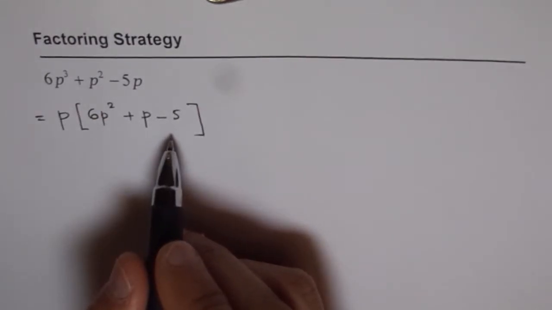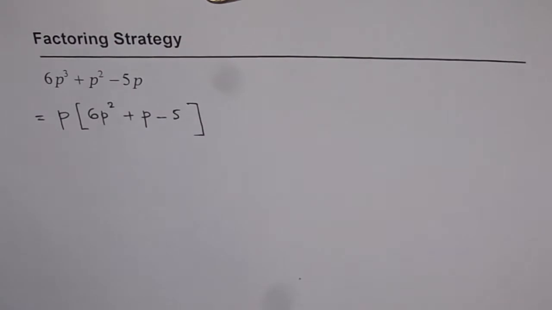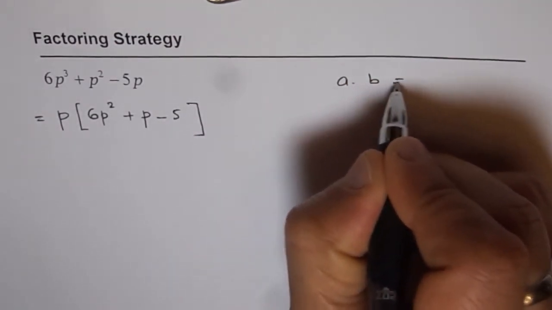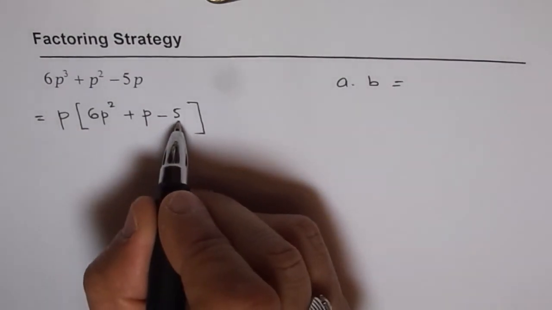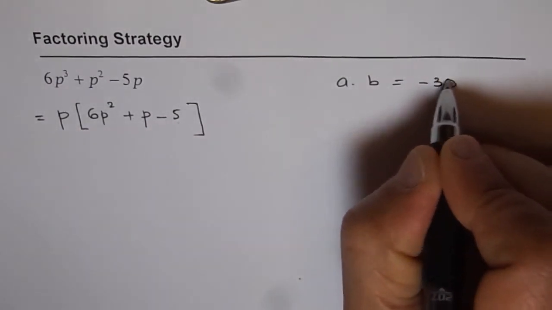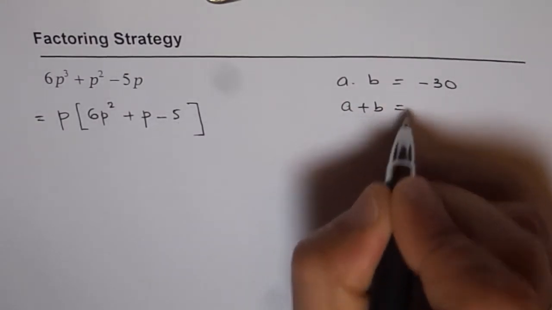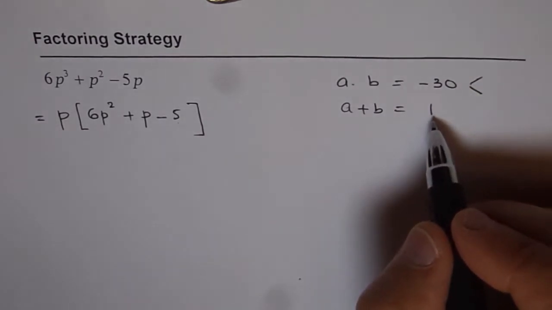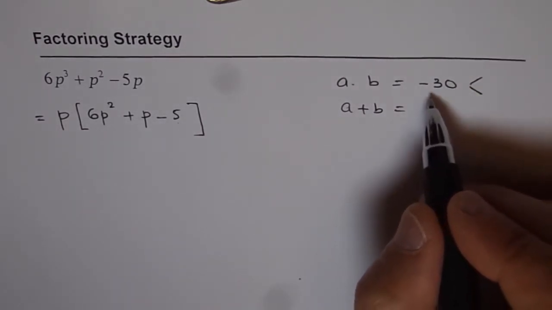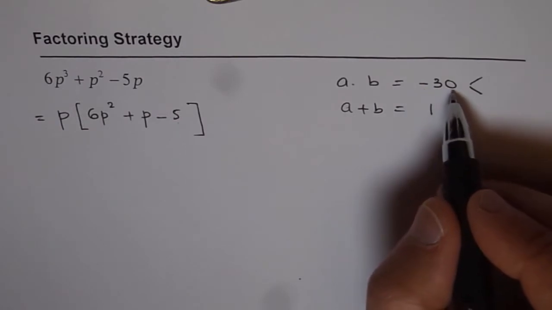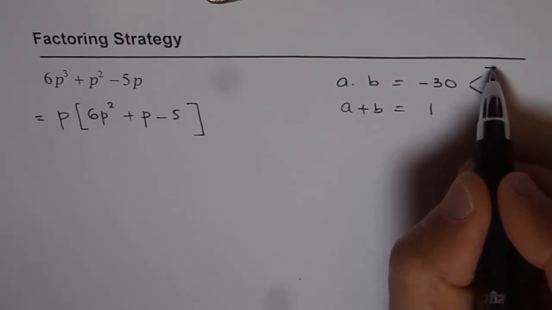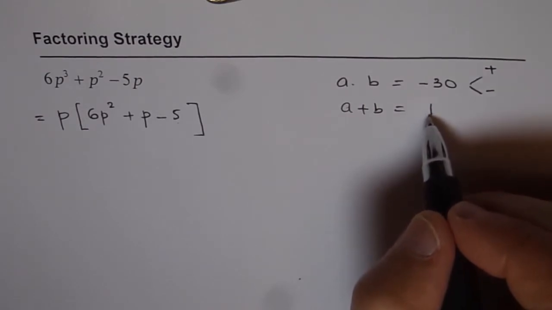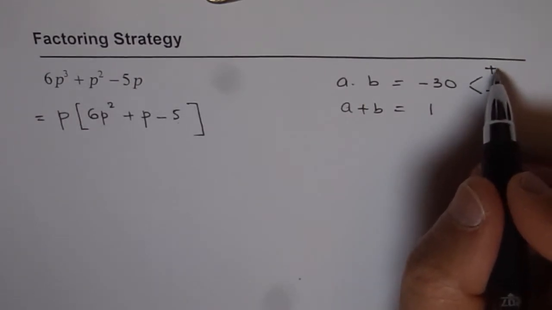So that is a familiar polynomial which we can easily factor using product and sum. We're looking for two numbers whose product should be 6 times minus 5, which is minus 30, and whose sum should be equal to plus 1. Since we need a sum of plus 1 and a product of negative something, the signs of the two numbers should be different. So one has to be positive, the other negative. Since the sum is positive, the higher number is positive.